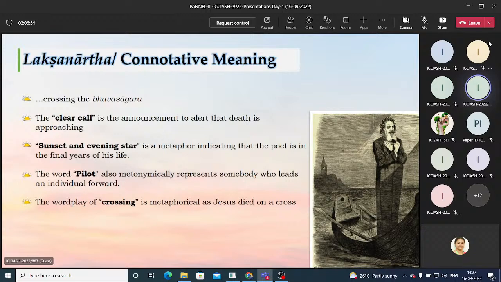In the title, the word bar is also metonymic. Bar stands for the ocean itself. The word pilot also metonymically represents somebody who leads an individual forward. Since Tennyson is expecting death, pilot can be Christ, who himself crossed, who will help him to cross the ocean. The wordplay of crossing is metaphorical as Jesus died on a cross. Jesus resurrected 3 days after, but only after crossing did he resurrect.